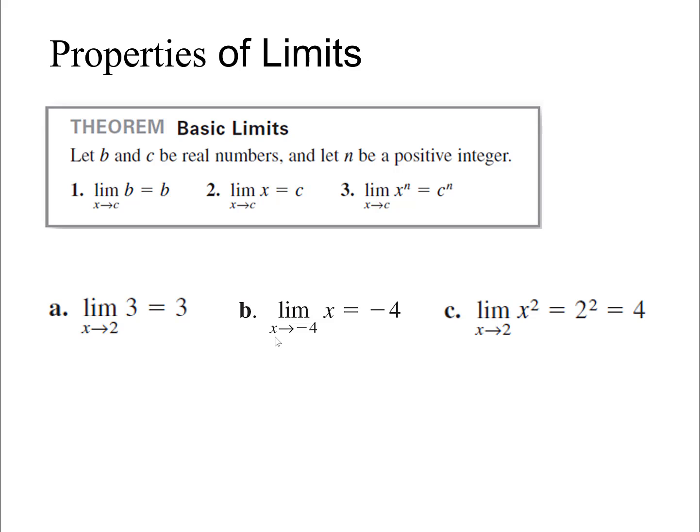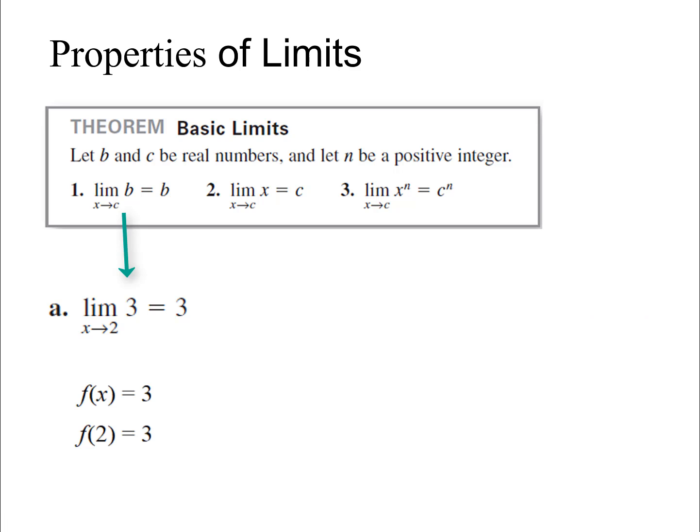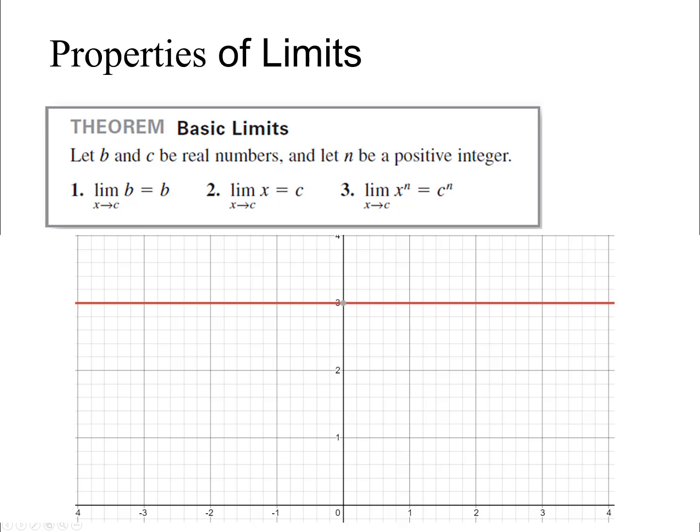What is the limit of a constant function? So suppose f of x is equal to b, as we see here in part 1 of the first theorem. Well, the limit of the constant function at any value of c is that constant value. And we see this illustrated in our first example. The limit as x approaches 2 of the constant function 3 is of course 3. And if we look at this graphically, I think that would be easy to see.